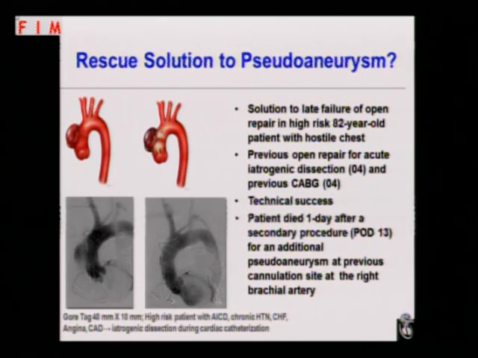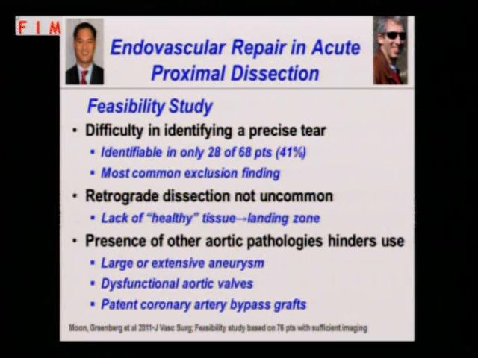This is an example of a lady with a pseudoaneurysm. The ascending aorta had a previous repair in Florida and was brought to us with this large aneurysm eroding the sternum, and just placing a simple stent graft is quite effective.